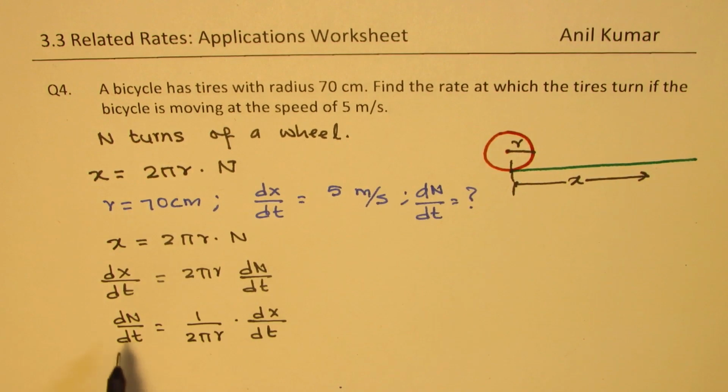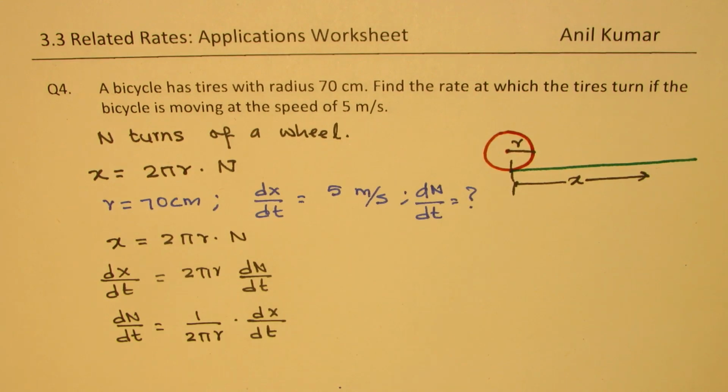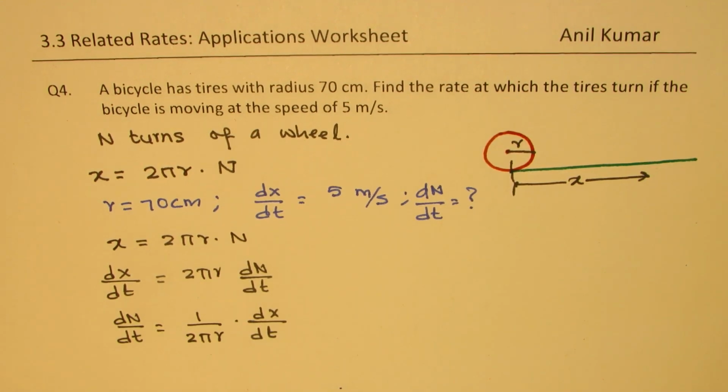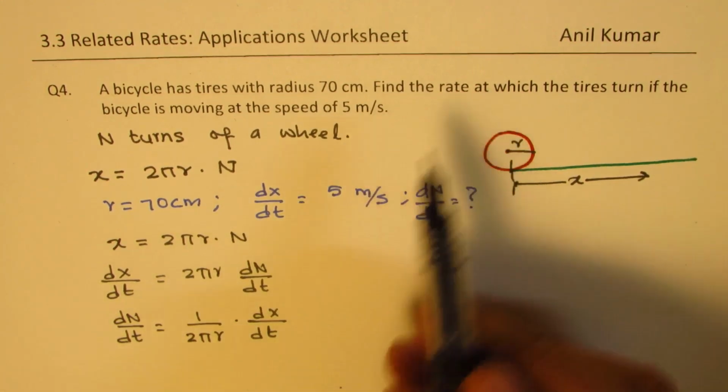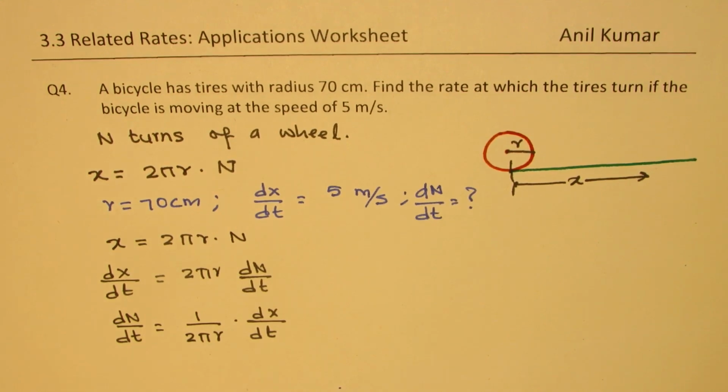So you also notice that it is inversely proportional to the radius. If you have a bigger radius, the rate of change, the number of turns will be lesser, right? Because you cover more distance, right? So sometimes we could always change the question and ask you, how is this dn/dt related with radius? If radius increases, dn/dt increases or decreases, right? Okay. So anyway, this is what you get.